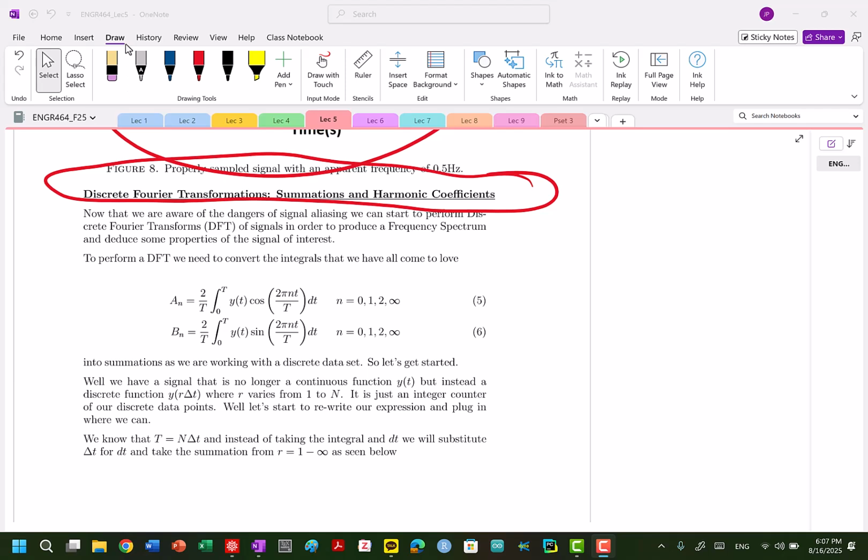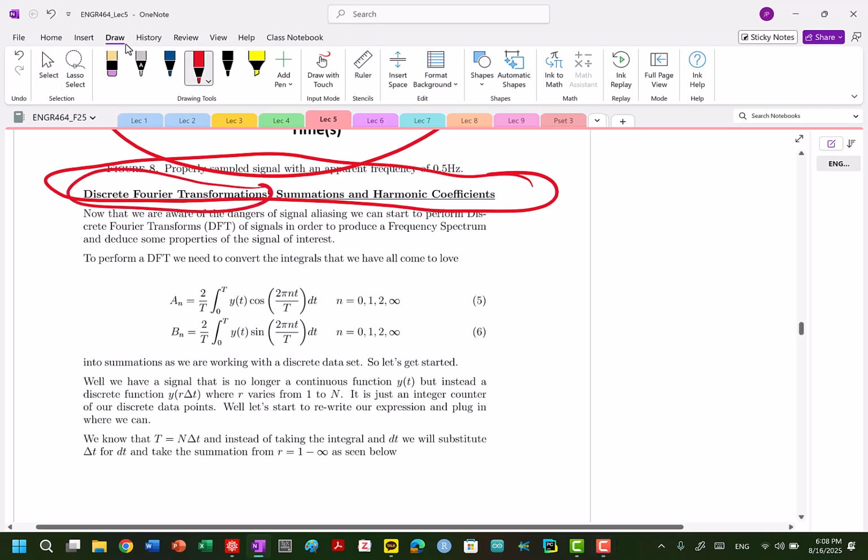Hi everyone, we are back and we are going to now talk about discrete Fourier transforms. We are going to calculate discrete Fourier transforms, look at frequency spectrums, determine dominant frequency, maximum frequency, and fundamental frequency, as well as this concept of signal aliasing.